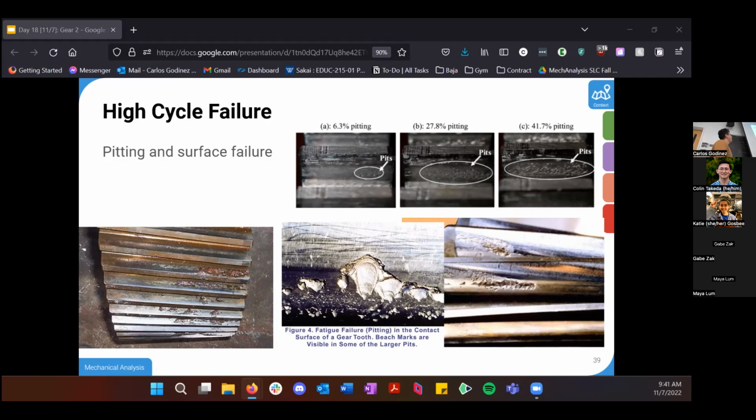Oh, you also notice that this is a helical gear set right here, so it has more and more engagement the further up you get. So that's why it's also kind of gradually increasing. It's not evenly over the entire tooth.